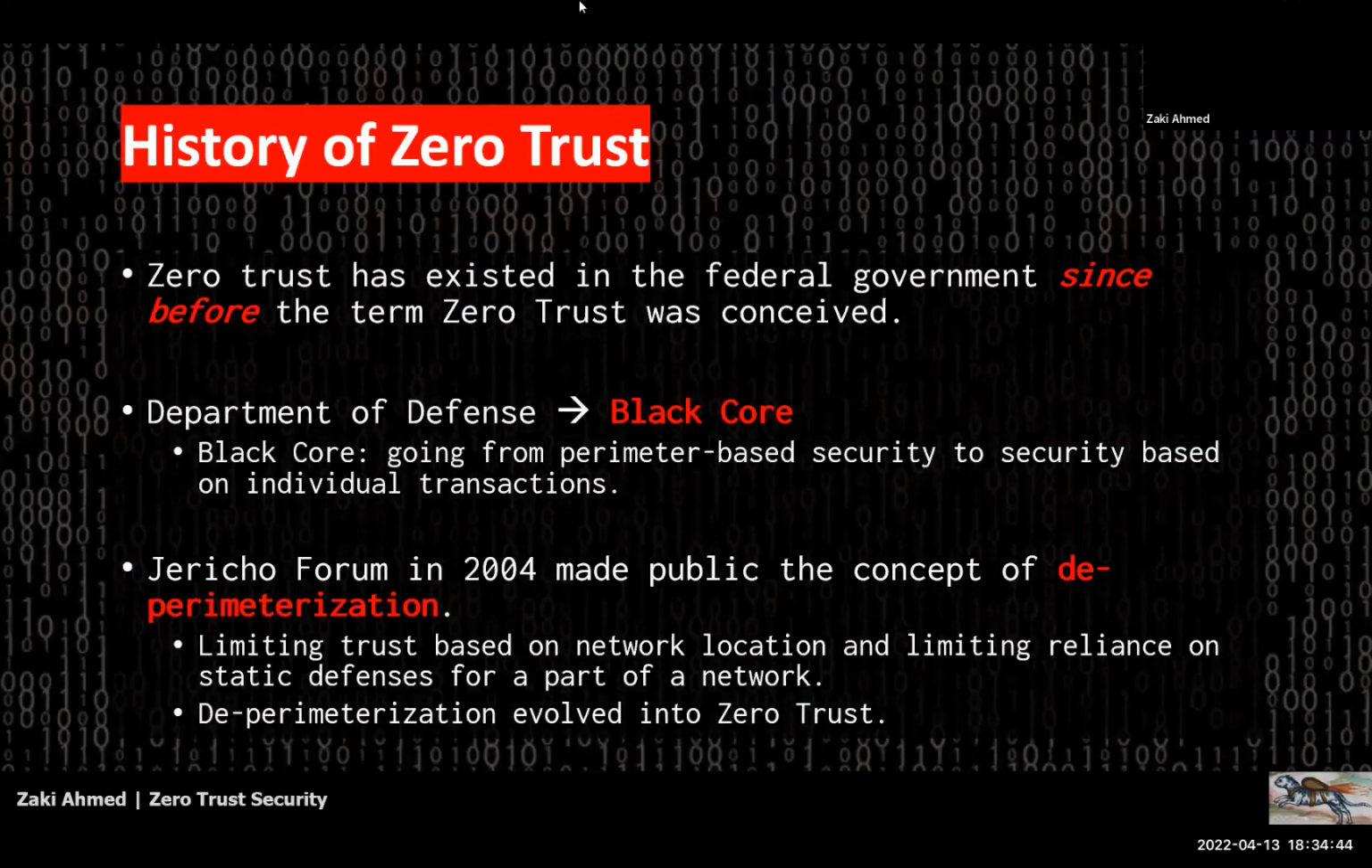History of zero trust. The concept of zero trust existed in the federal government even before the term zero trust was conceived, like in the Department of Defense Black Core, the change from perimeter-based security to security based on individual transactions. Then the Jericho Forum in 2004 made public the concept of deperimeterization, which limits the trust based on network location and limits reliance on static defense for a part of the network. Later, this concept evolved into zero trust.